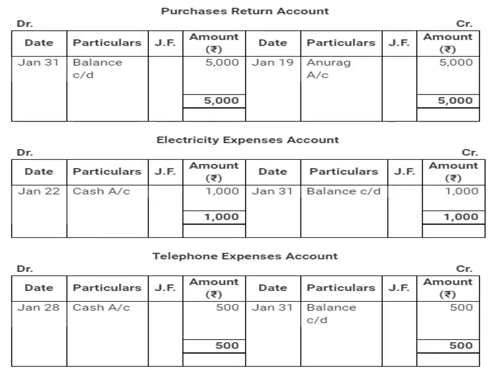Then comes the purchase return account. Only one entry of rupees 5,000 from Anurag account. Balance c/d is 5,000. Now the next one is electricity expenses. Only one transaction is there in the form of payment, 1,000 rupees, and here it is the balance c/d of rupees 1,000. Then there are telephone expenses 500 rupees. Same is the balance c/d amount.